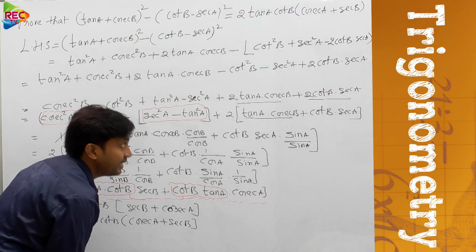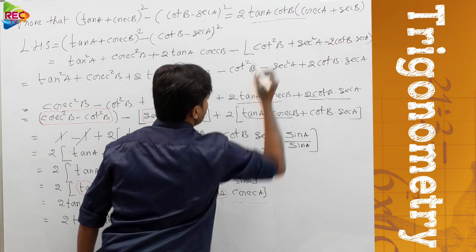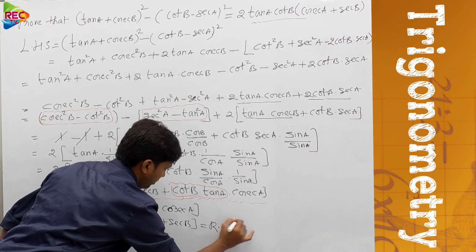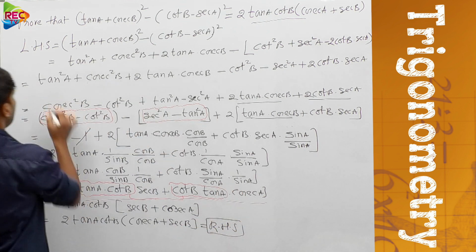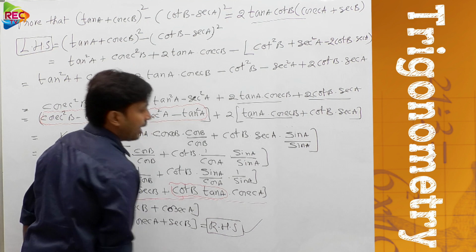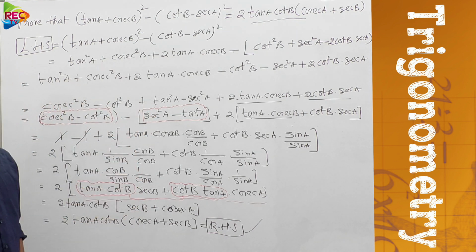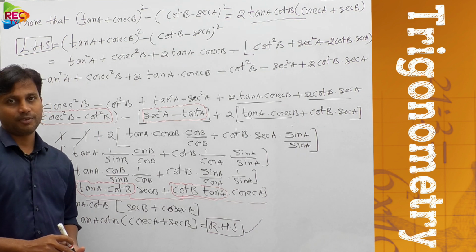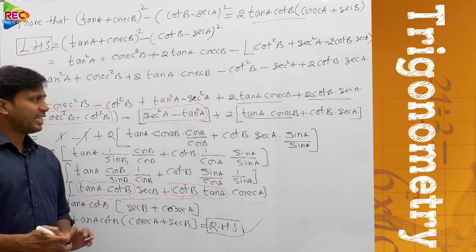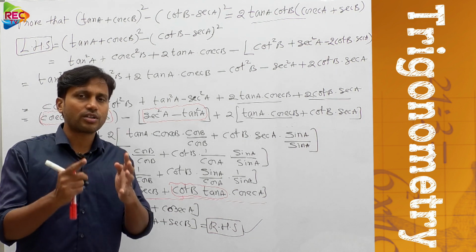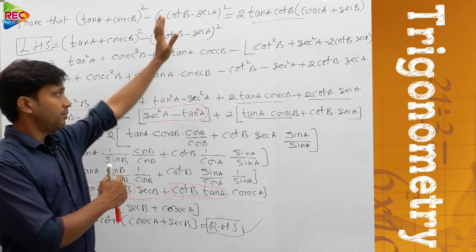I think we obtained our required answer, which is equal to RHS. So we took LHS and successfully obtained RHS part, so therefore it is solved. I think you understood this problem very well. So what are the key points? What are the key terms or key points to solve this problem?